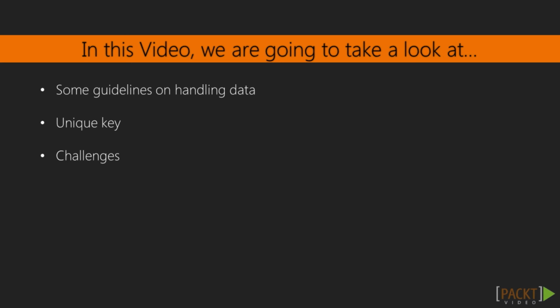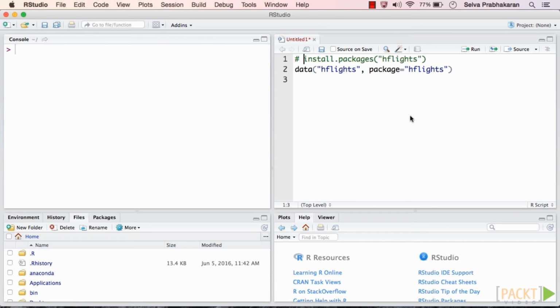To begin with, I walk you through some guidelines on handling data. Understand what is a unique key. Then, we move on to the challenges. For this section, we will be using the hflights dataset from the hflights package. This data is raw, but is clean without any missing values. Often, in data manipulation projects, you start off with raw data. Most often, a number of data manipulation tasks are done before you can draw charts or derive insights.